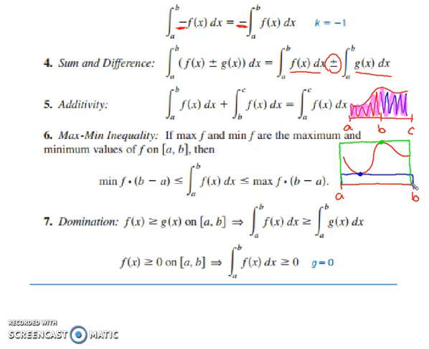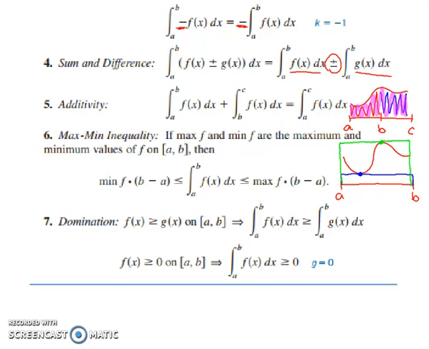So what really all that does is it kind of helps you maybe narrow down your multiple choice possibilities for what the exact area might be under that red curve. It's not entirely helpful, to be honest. And then the last property is the domination rule.